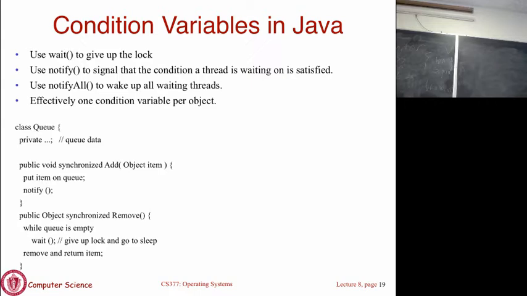And then sometime later, some thread is going to come in, put an item on the queue, and call notify. Once we call notify, the thread that was previously waiting is going to wake up and actually have an item that it can remove and return. Any questions on this so far?